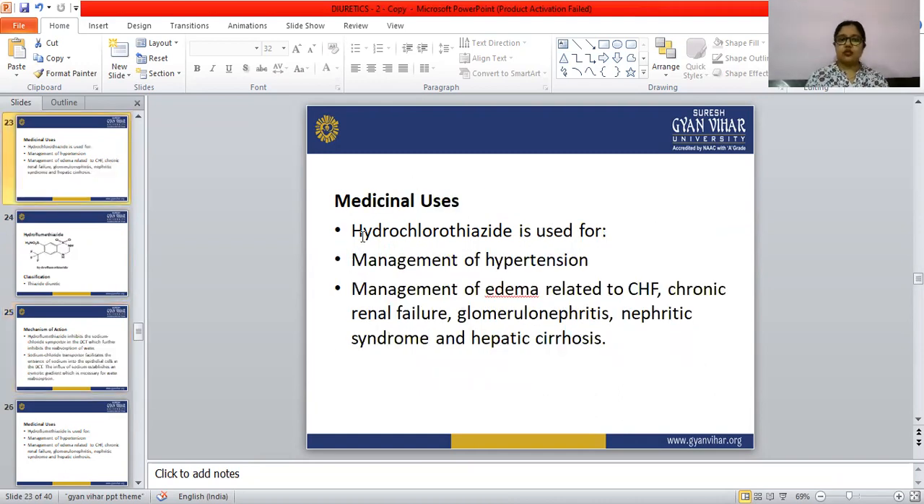Let's see the medicinal uses of hydrochlorothiazide. We are using this in the management of hypertension and the management of edema related to CHF, chronic renal failure, glomerulonephritis, nephritic syndrome, and hepatic cirrhosis. So we are using this drug to treat these diseases.